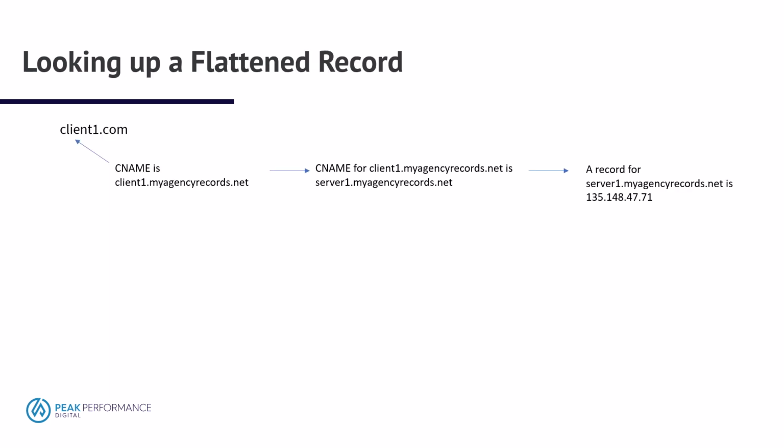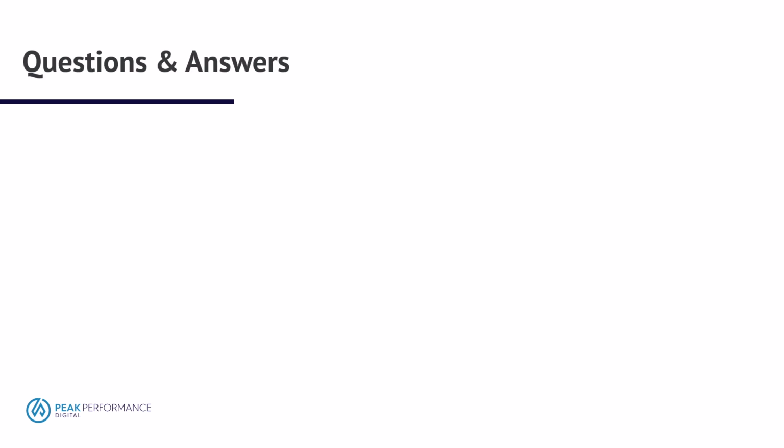Put another way, to get the IP address for client1.com, you'll start off by getting that CNAME for client1.myagencyrecords.net. That CNAME points to another CNAME for server1.myagencyrecords.net. And that server CNAME points to an A record that says 135.148.47.71. The CNAME flattening process just flattens all those steps so that client1 can get that IP address of 135.148.47.71. Then for the next part of that, to resolve the www, you're just getting that CNAME record for www, and it's saying, hey, the IP address for this is the same thing as the IP address for the root domain.